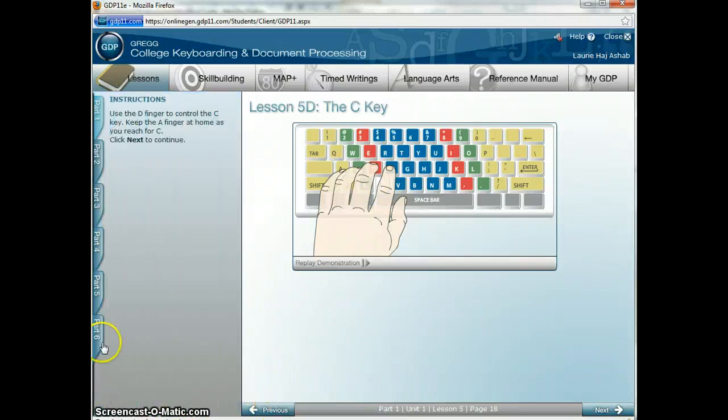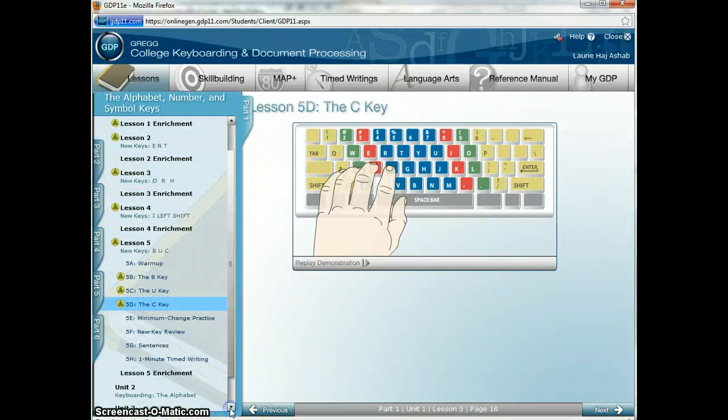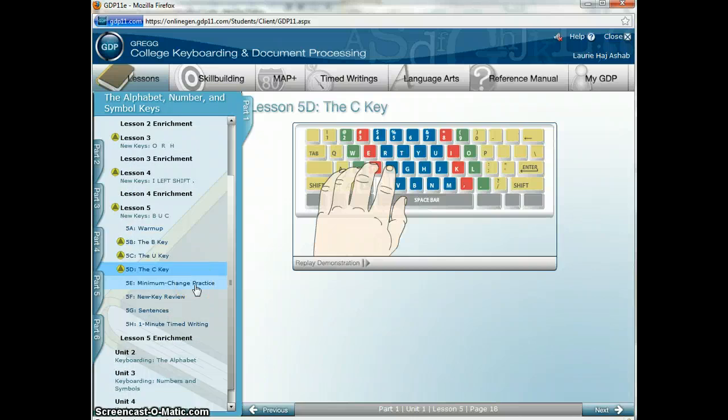And then within lesson number 5, you again have additional practice down here that is required that you do, okay, and then here's another enrichment.